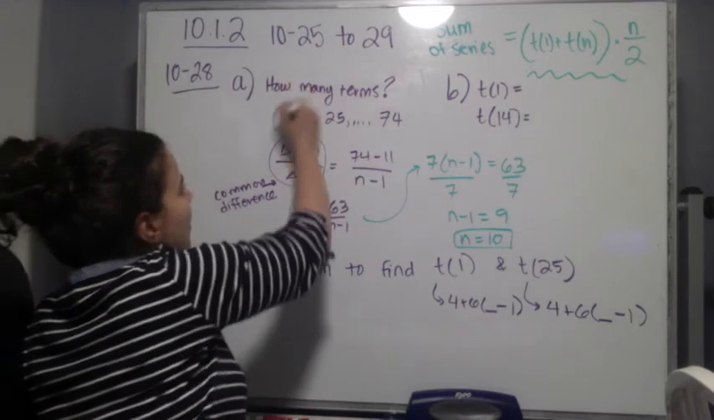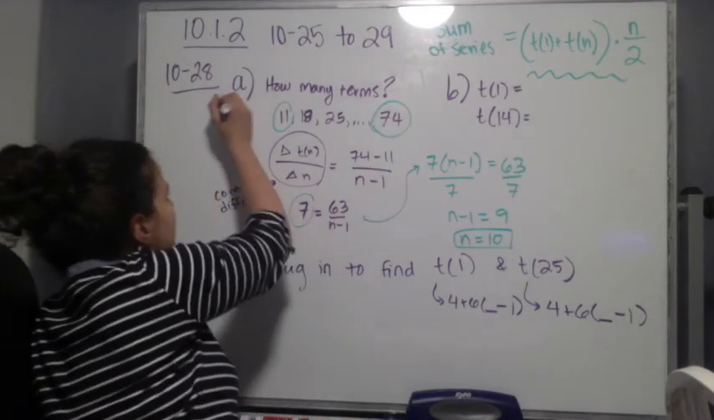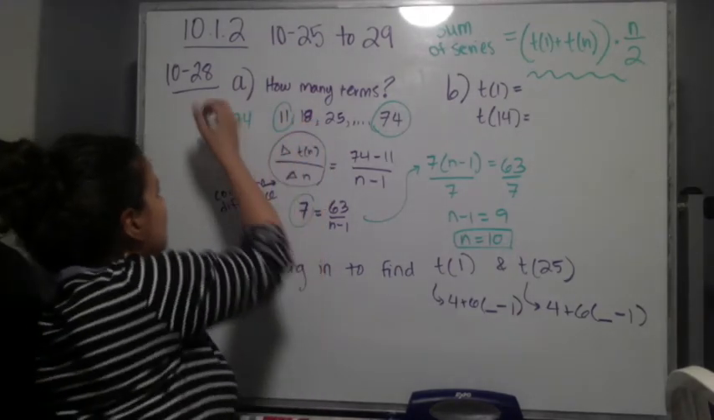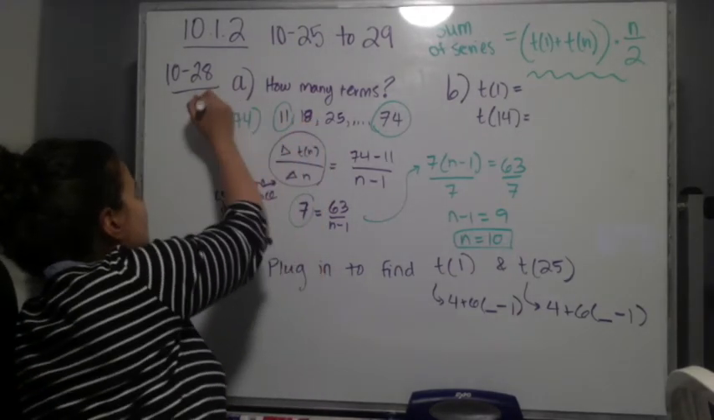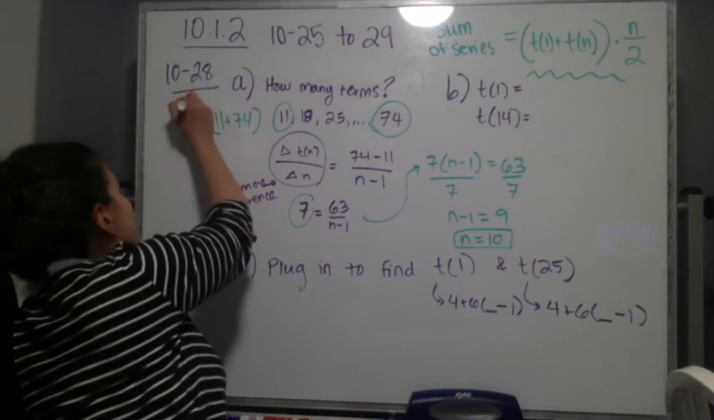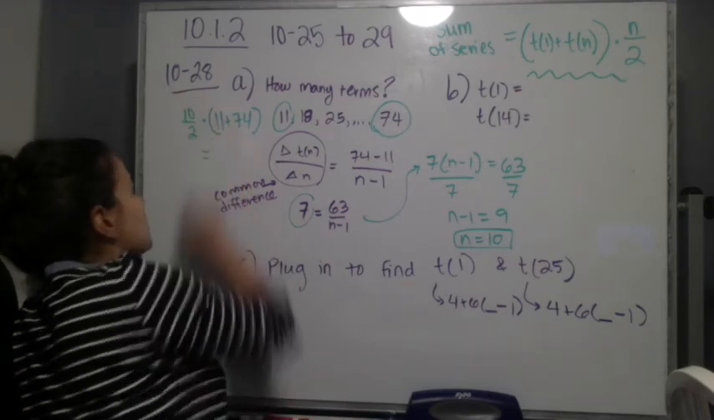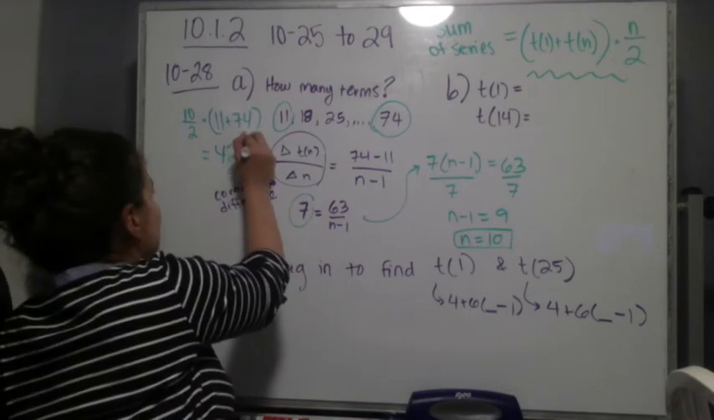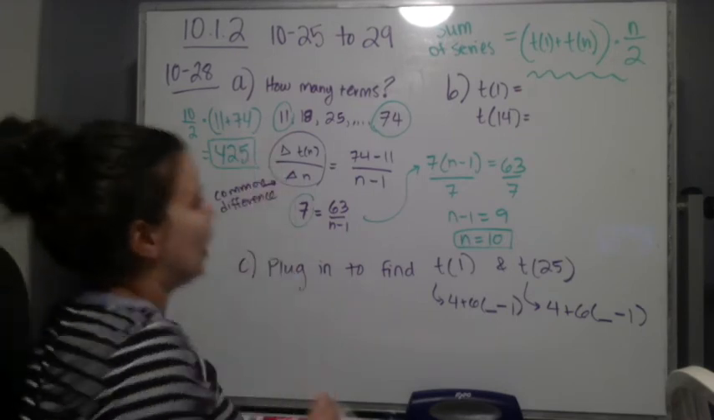We're going to have 11 plus 74 as the height of our rectangle, times the base, which is going to be 10 over 2. And when we multiply that out, we get 425 as the sum of our series for part A.